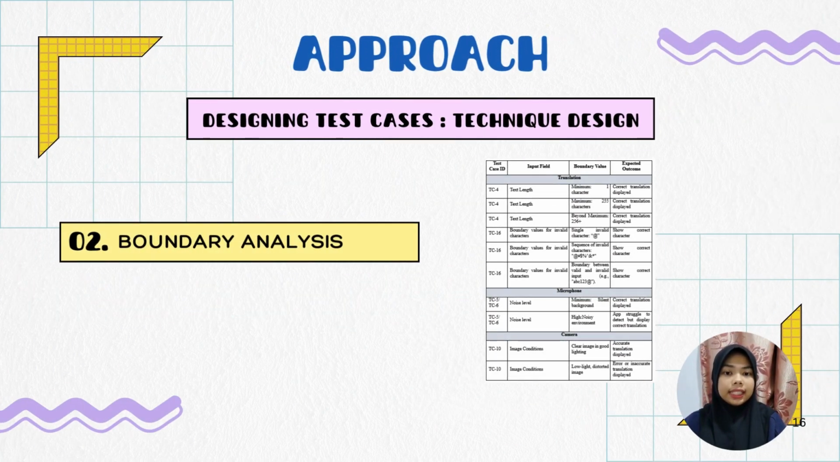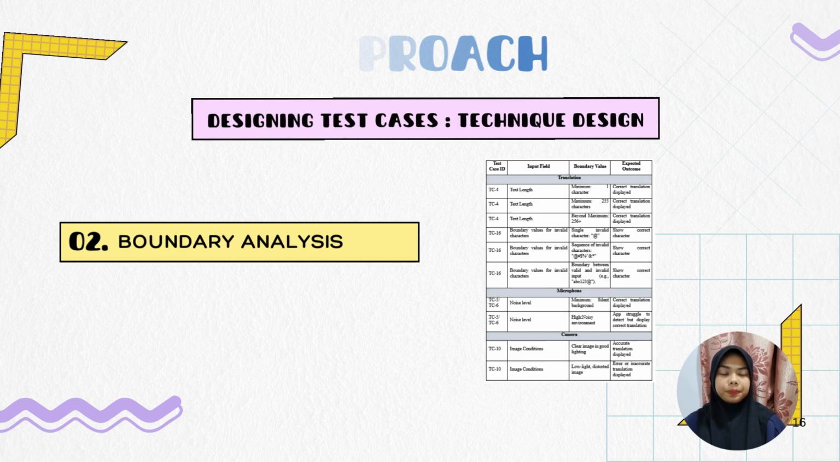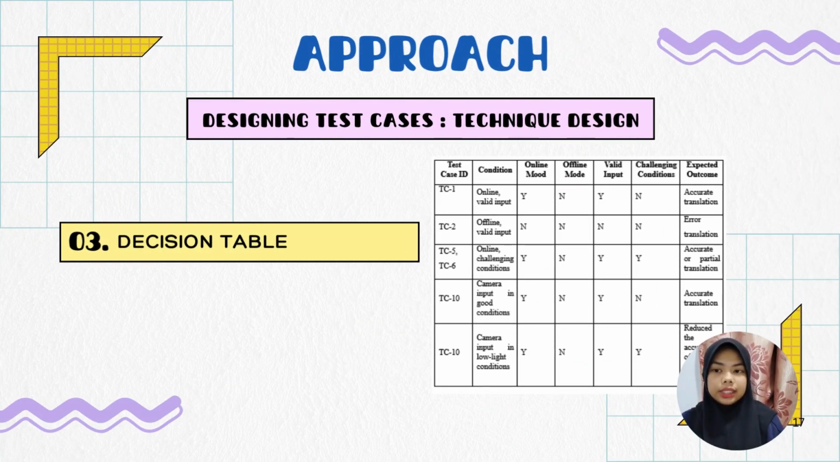For the next test case design technique, we use boundary value analysis because it helps us test text length limits. For example, in the picture on the right side, test case 4 ensures proper handling of text from 1 to 255 characters and beyond. For our last technique, decision table testing, it can evaluate how the app behaves in different conditions such as online and offline modes with valid or invalid input, as seen in test case 1 and test case 2 in my picture on my right side.